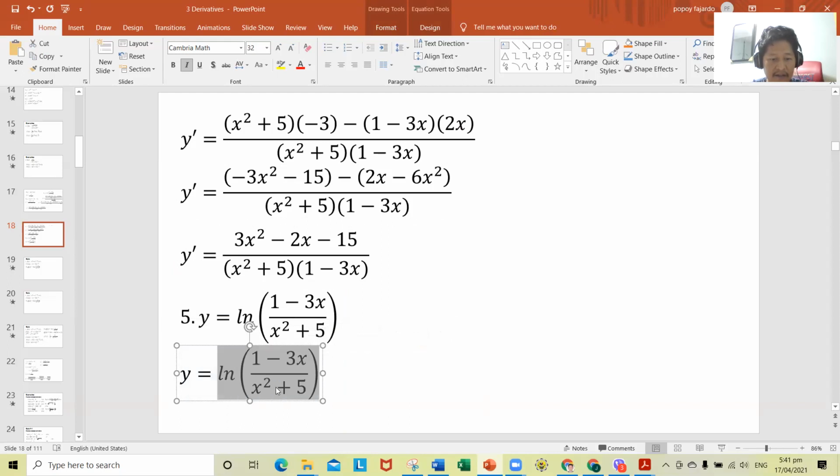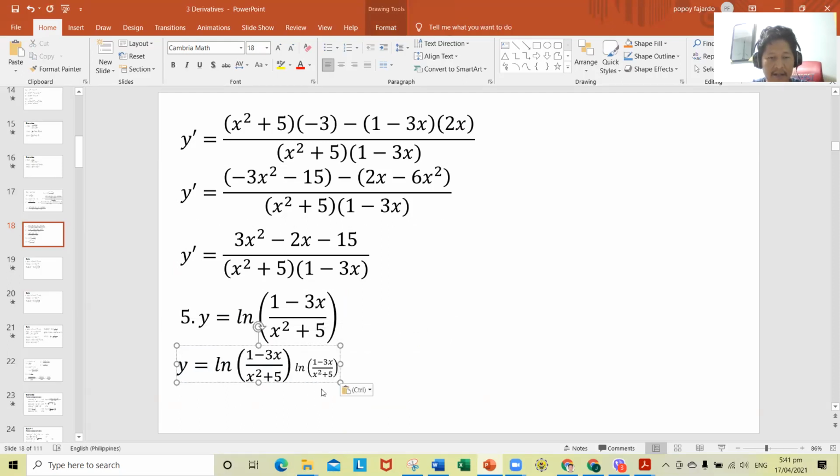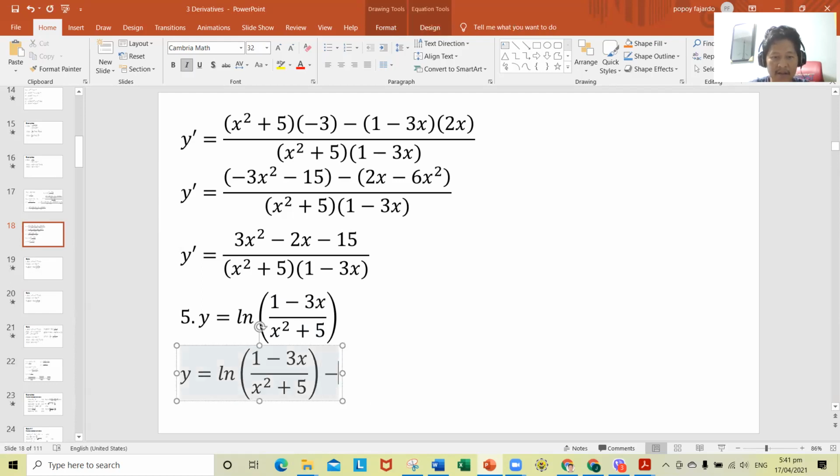Wait lang. Para tipid na, sorry. Okay. Minus. Ba't ang liit? Ano nangyayari? Ang problema nitong aking computer. Anyway, gayahin na lang natin.